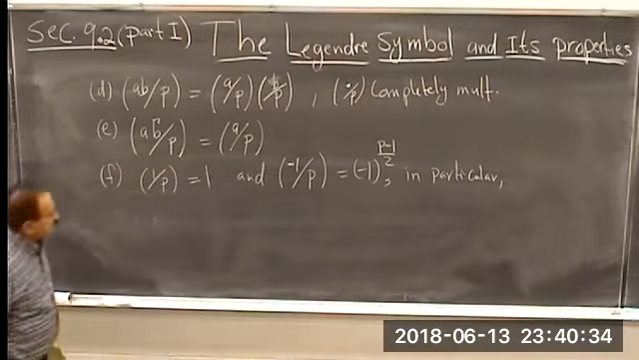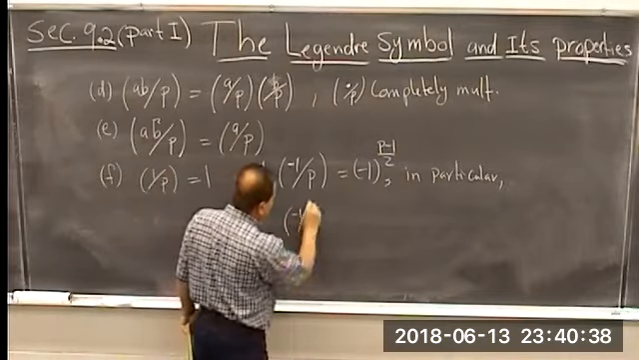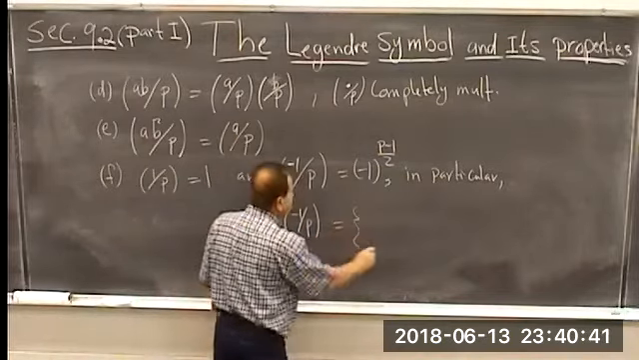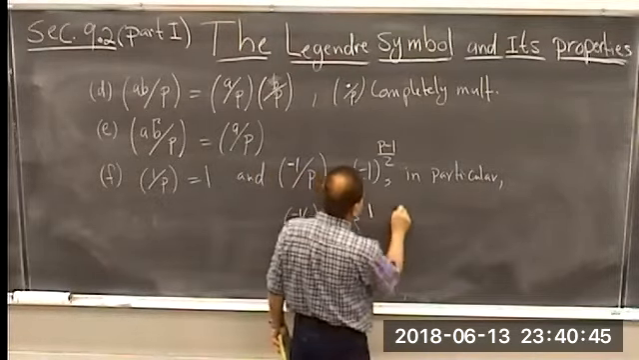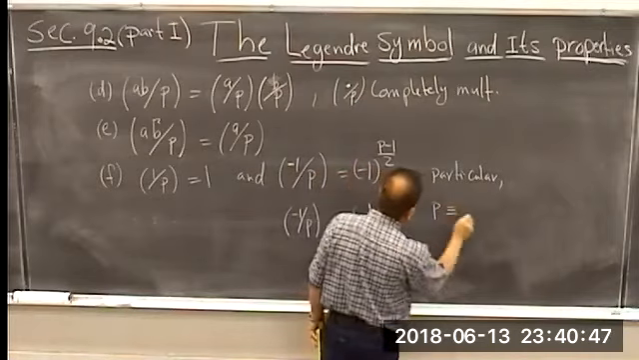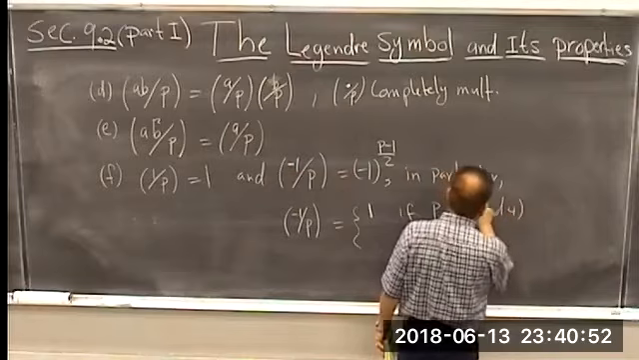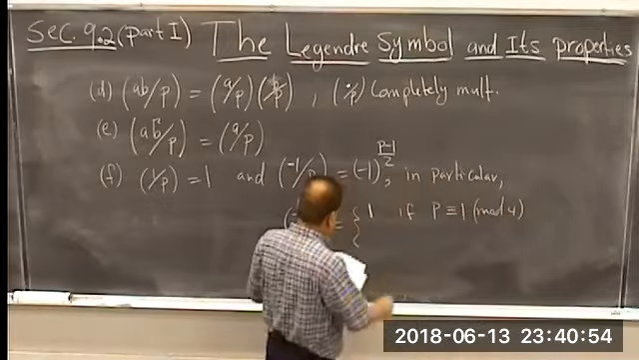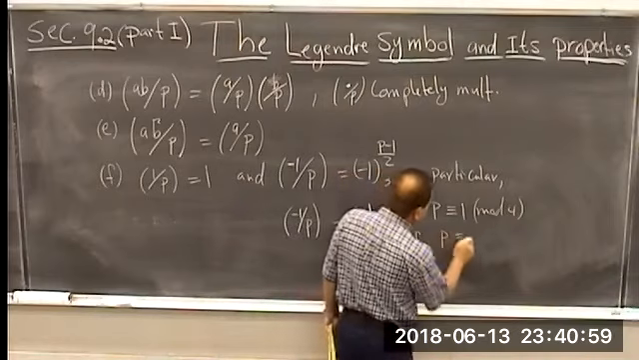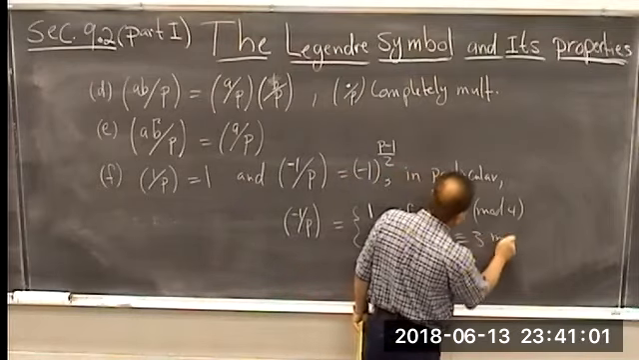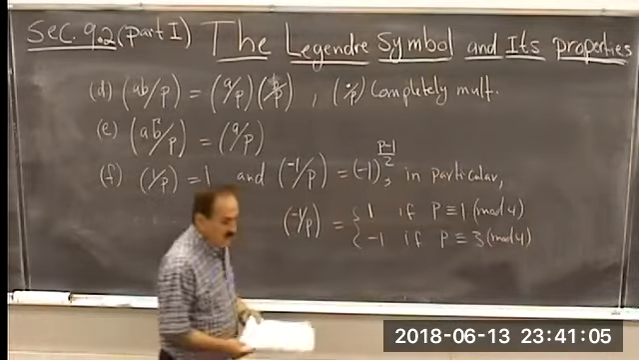In particular, we have (-1 by p) is equal to 1 if p is congruent to 1 mod 4, and -1 if p is a prime, of course, congruent to 3 mod 4. All right.